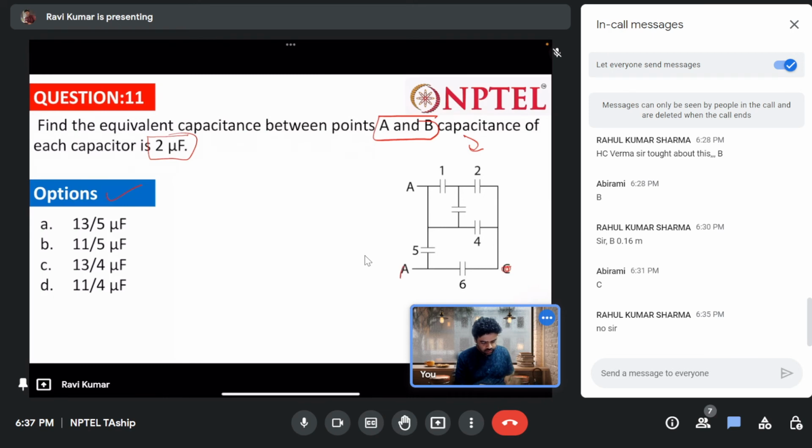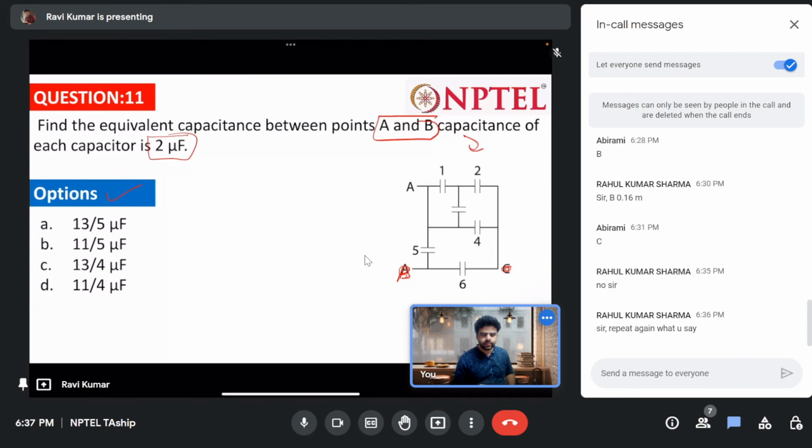Nothing is there. This one is a B. I am saying this is a circuit diagram and these are the capacitors 1, 2, 3, 4, 5, 6 and these are the points A and B. You just need to calculate the equivalent capacitance of this circuit between terminals A and B.